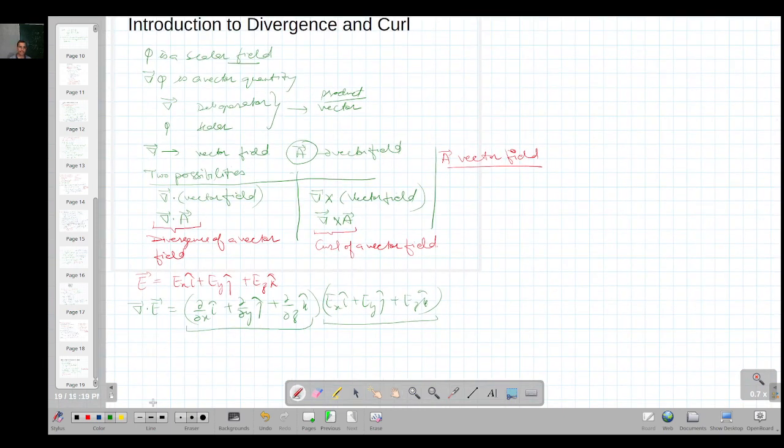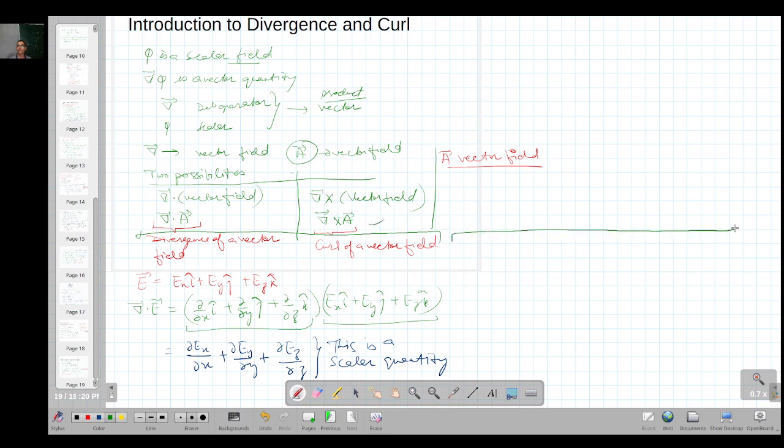So how do I write this down? This part can be written as curly Ex over curly x plus curly Ey over curly y plus curly Ez over curly z. And if I look at it, this is a scalar quantity. This is the one part I talked about here, and now let me talk about the other part.